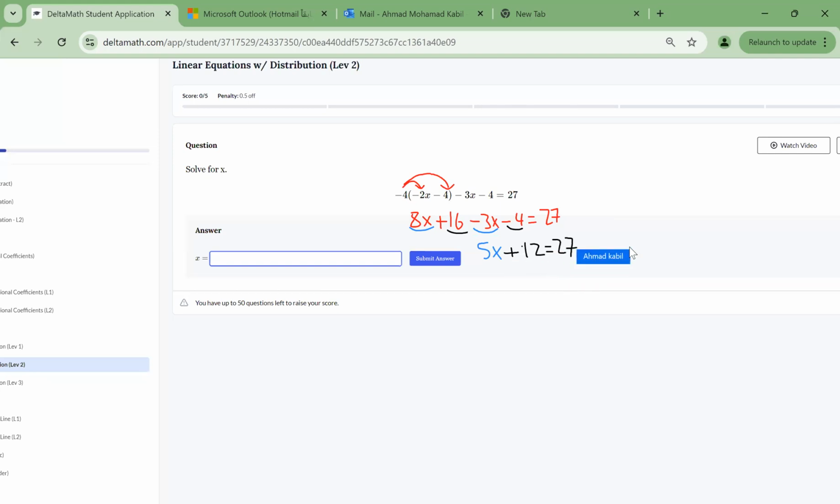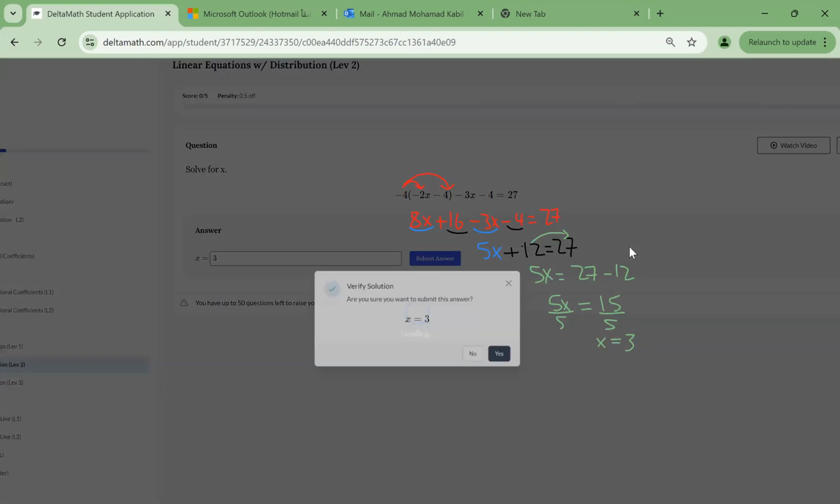And now it's a simple linear equation. You can take the 12 to the other side. You get 5x equals 27 minus 12. 5x equals 15. Divide by 5 on both sides. X equals 3. So 3 would be the final answer here.